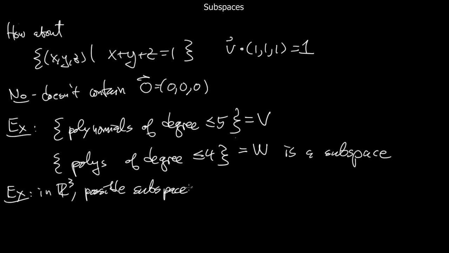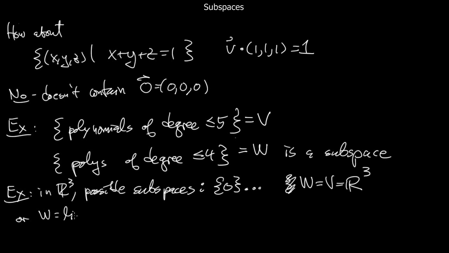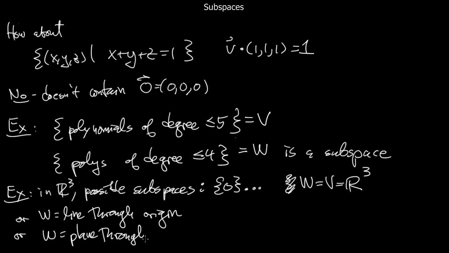So let's look in R3. What are all of the possible subspaces of R3? Well, there's the zero vector alone. And we've already seen all of R3. Whenever you have a vector space, you can take the whole thing. That's a subspace in a sort of trivial way. And so those are both sort of boring examples. What's intermediate? Well, you can take any line through the origin. Or you can take any plane containing the origin. And those are all examples of subspaces of R3.